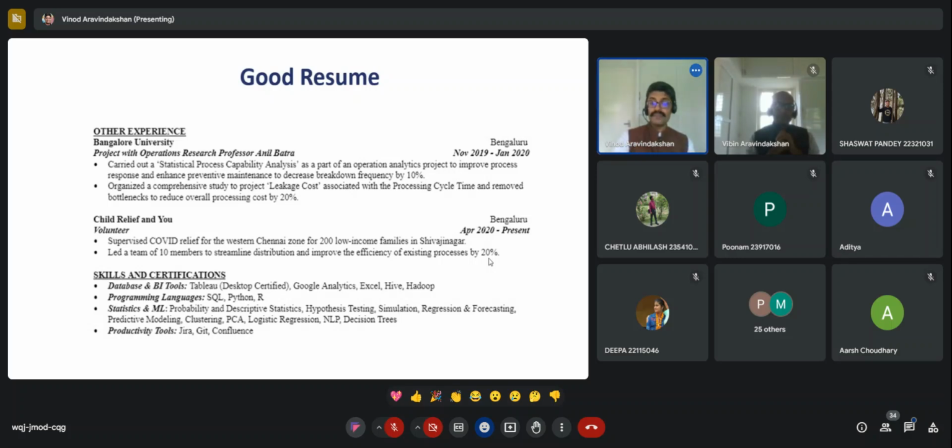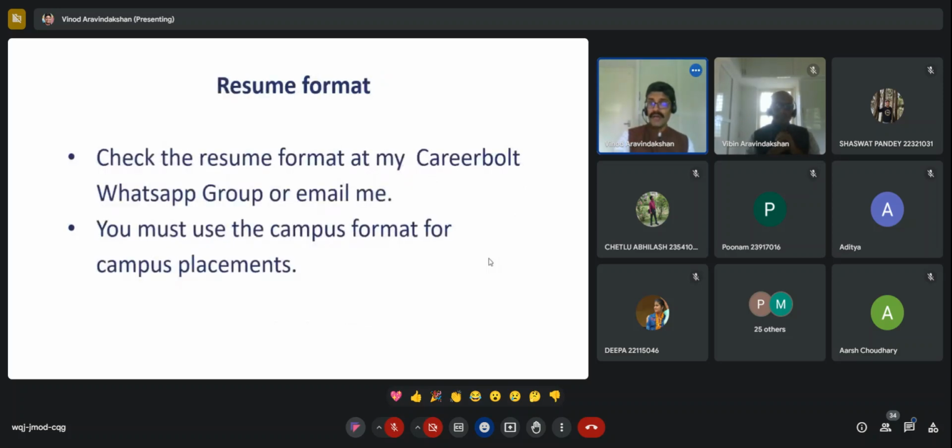Okay, so that's an example I wanted to share about what are some of the things people write on the resume. This Microsoft Word template, I will share on my Career Bold WhatsApp group. So feel free to message me or email me. My email is Vinod Arvind Dakshin at iitpkd.ac.in. But for your campus recruiting, you have to use a campus format. Okay, so strictly use that format.